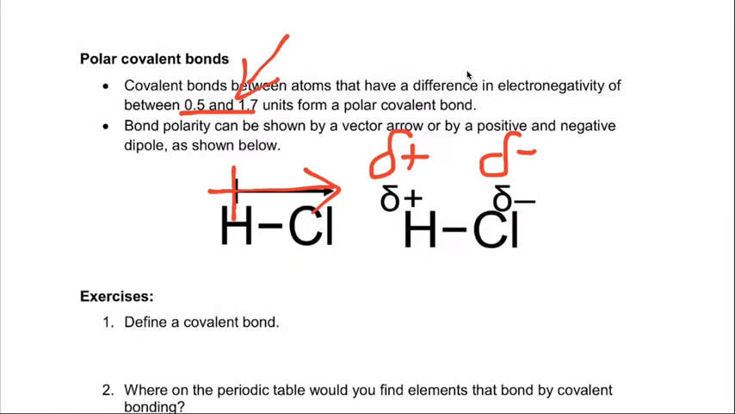I like the arrow because I think it's easier to draw. It's quicker, if you're not used to drawing that little symbol. So for me, the arrow is quicker, so that's the one I prefer to do. But either one is correct as long as you have the arrow pointing the right way or the plus and minus correctly on the other one.